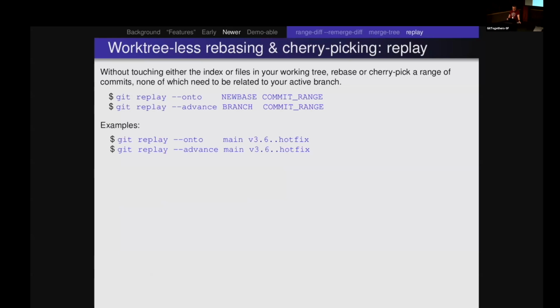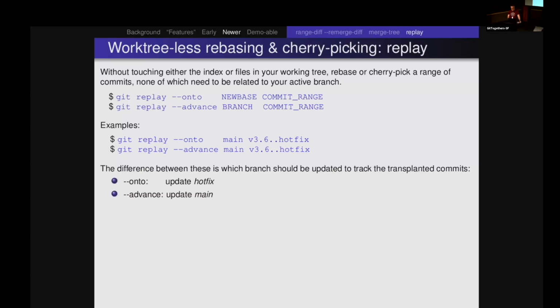So for some examples, if we want to transplant the commits from version 3.6 up to hotfix onto main, then we would use one of these two commands. And you'll notice that the arguments are the same other than just the flag of --onto or --advance. The difference between these two is which branch should be updated to track the transplanted commits.